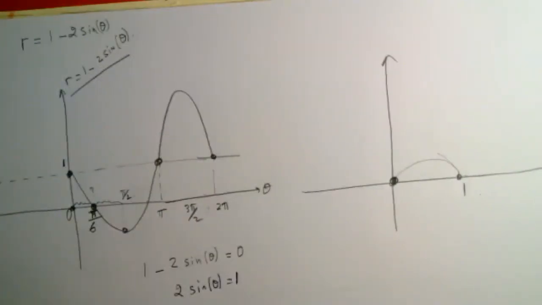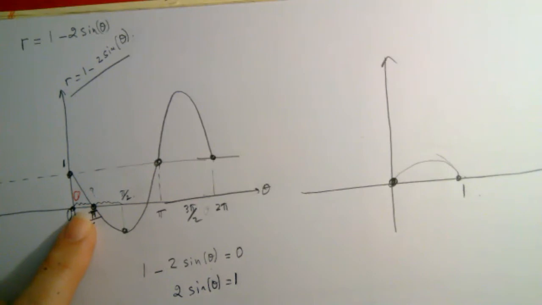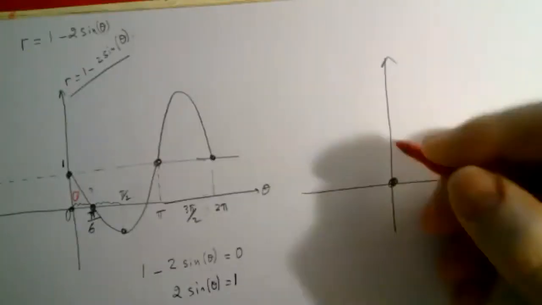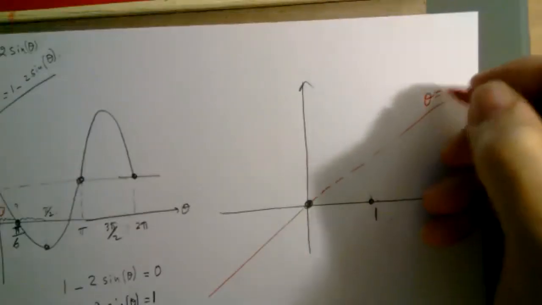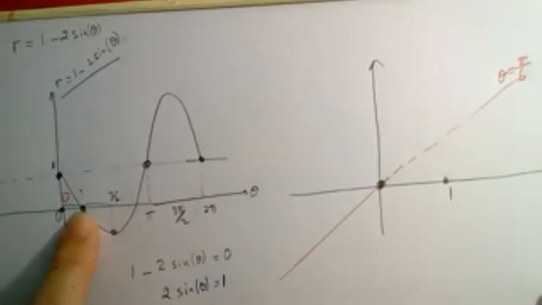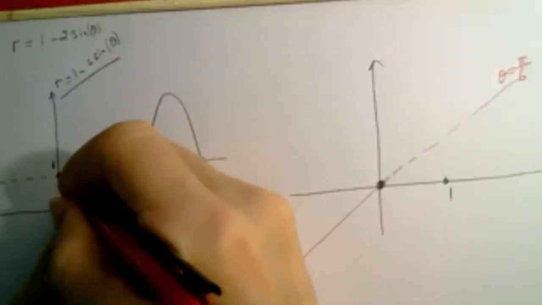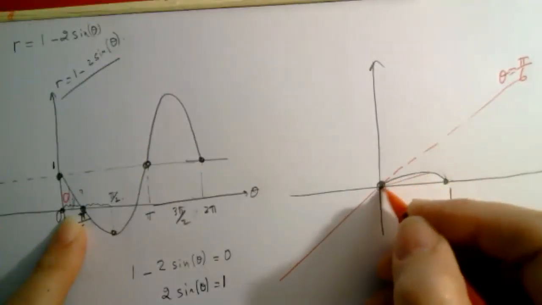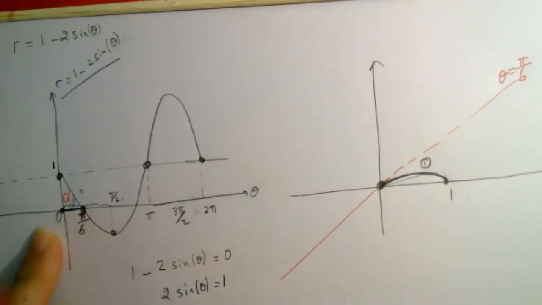So piece by piece, I will analyze. This is my piece 1. For theta between 0 and pi over 6, my R is decreasing. The first thing I'm going to do, and you will have to do it too, is draw the line theta equals pi over 6. Those are important lines. Now I will interpret from 0 to pi over 6. As theta sweeps this region, the R, which is vertical in this case, but in here is the distance to the origin, is decreasing all the way to here. This is only the piece that I analyzed.